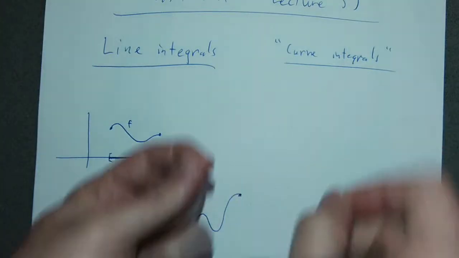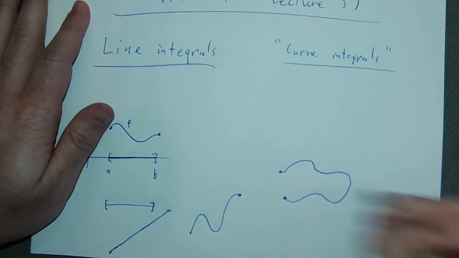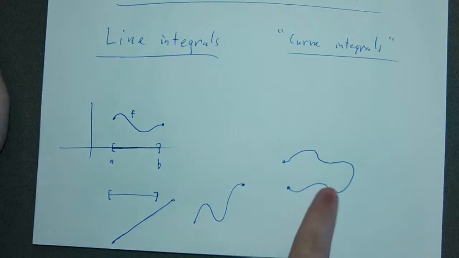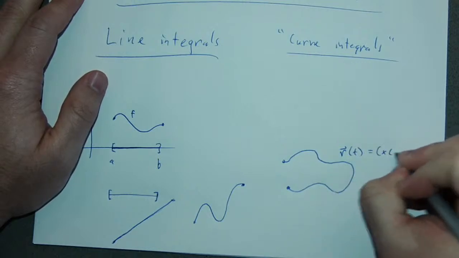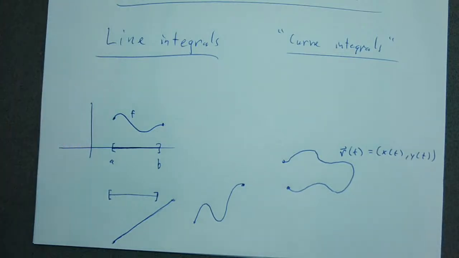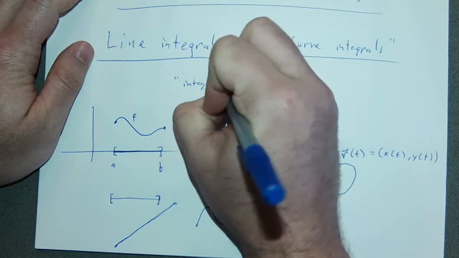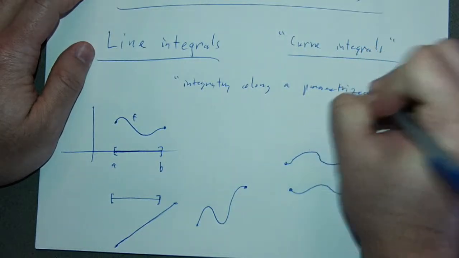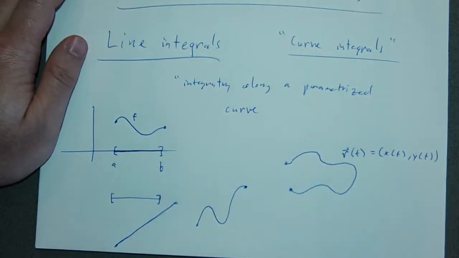Instead of doing this, I take my piece of string and arrange it into some curve that even looks like this. Now, the difference between this and this is that while I can view this as a graph of a function in the usual way, this I can't. I would require a parameterization, r of t, to describe this thing. So what is it that I'm doing in a line integral? I am integrating along a parameterized curve. I've drawn this in the plane because that's easier to draw, but the idea is to integrate along a parameterized curve in space.